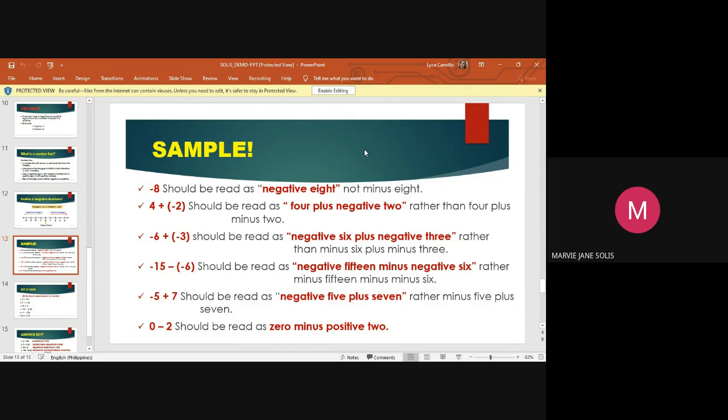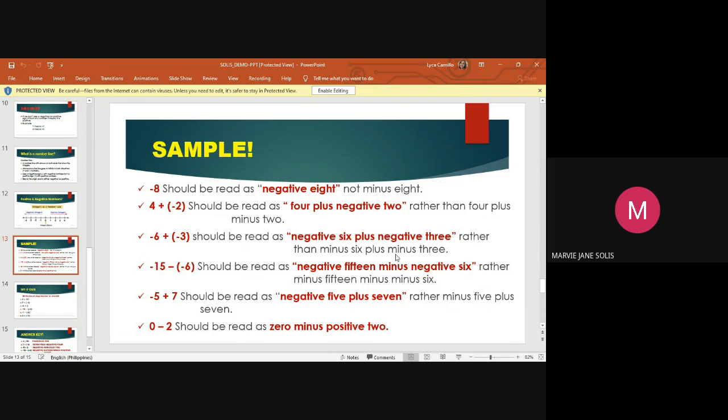So next is 4 plus negative 2. It should be read as 4 plus negative 2 rather than 4 plus minus 2. You cannot read it as 4 plus minus 2. So it is very confusing. And next one is negative 6 plus negative 3. It should be read as negative 6 plus negative 3 rather than minus 6 plus minus 3.